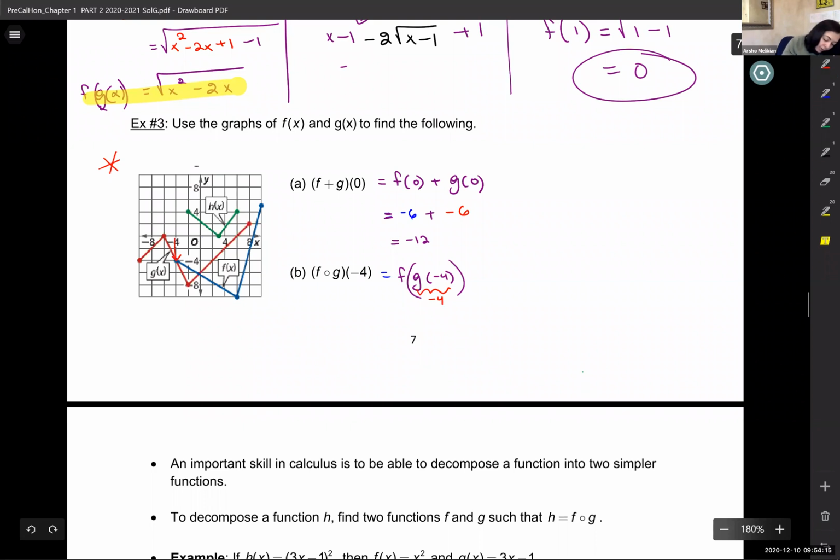So now this is gonna be f of -4. Okay, f is the blue one. When x is -4, what's the value of f? When x is -4, the value of f is -4. So that is my final answer, right? Very much like this nested business.